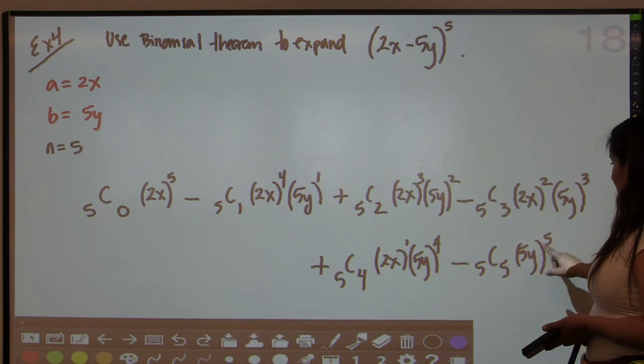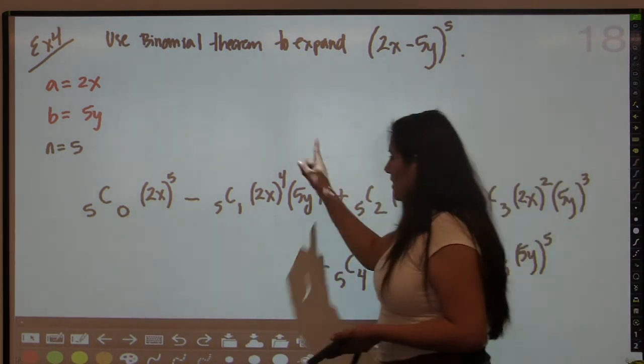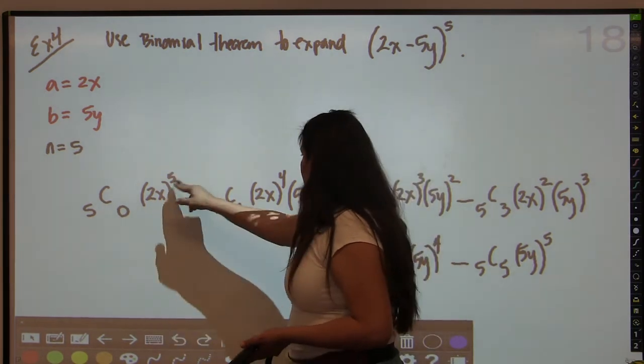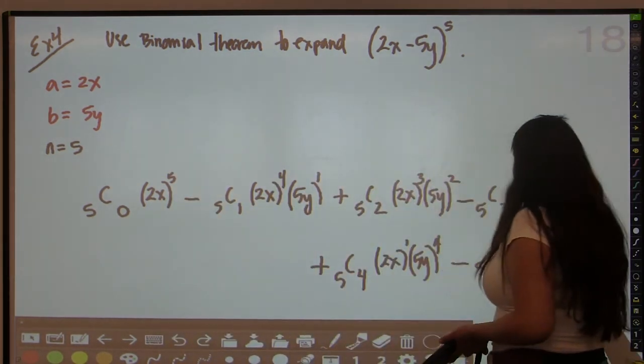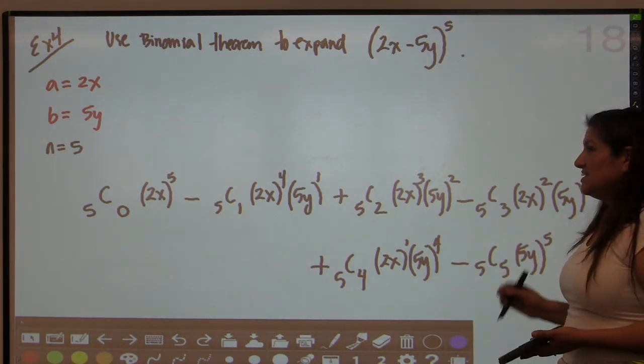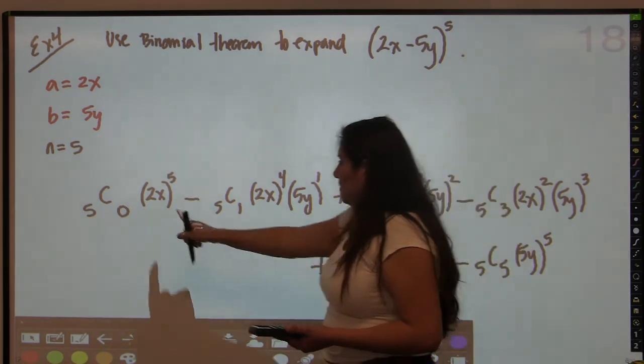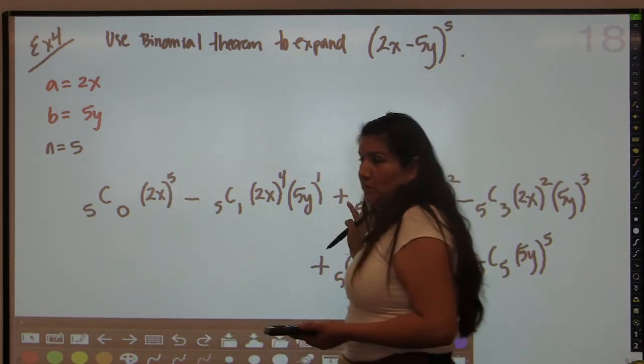For the y's, I have 5, 4, 3, 2, 1, none. For the x's, 5, 4, 3, 2, 1, none. All right? This problem is a slightly different, harder problem because we have to put 2 to the 5th power and all this stuff, so we're going to do that next.